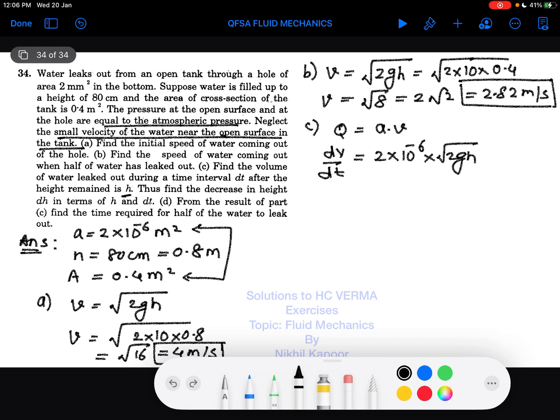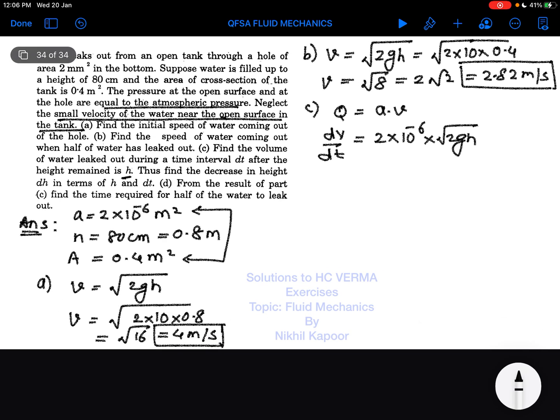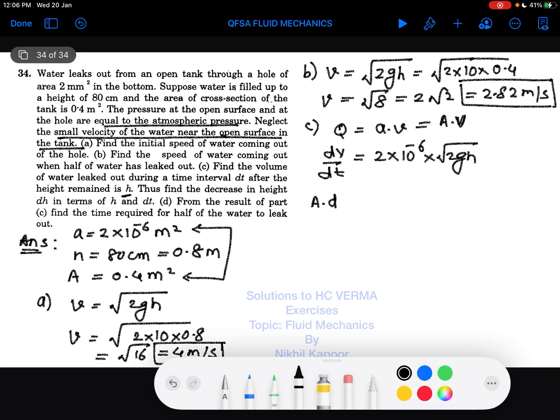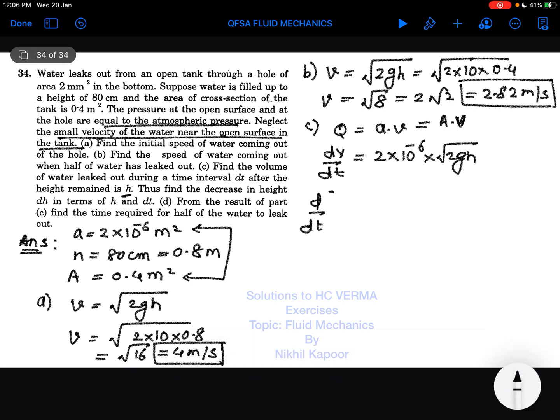Find the decrease in height at the open surface. So as we know very well, the flow rate at any cross section will remain the same. This can also be equal to the area of the open surface into the speed of the water flowing down at the open surface. So that can be A into V. If I write this as A into V, so A can be taken outside and that would be V.